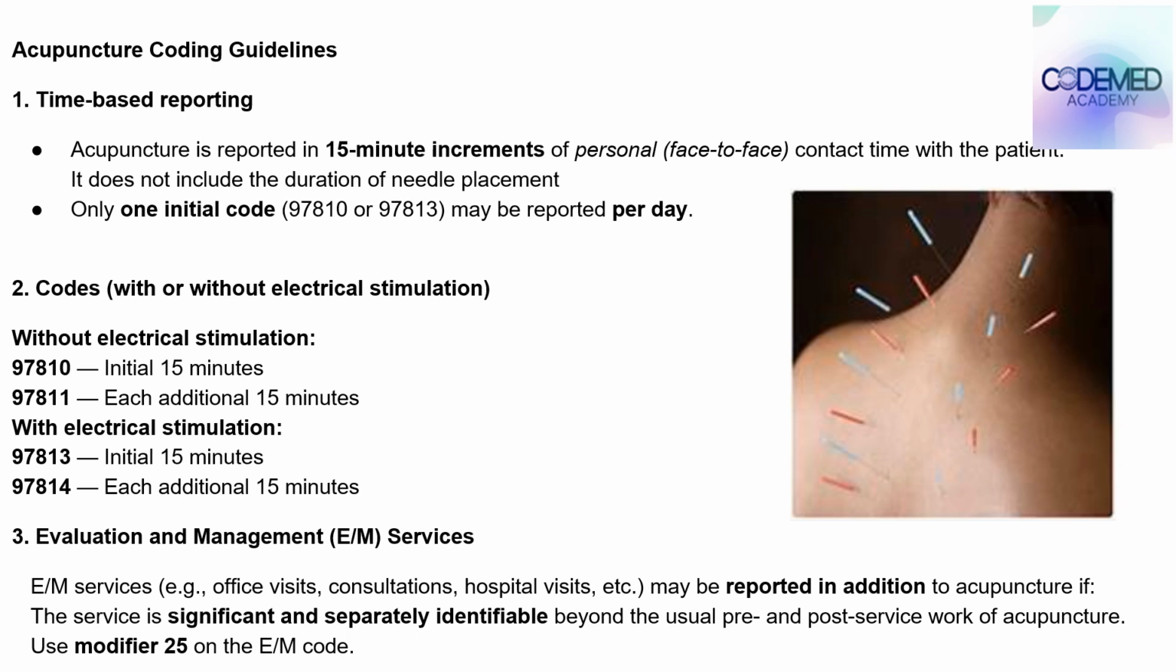So what are the codes? The codes are like this, and they are divided by whether you have it without electrical stimulation or with electrical stimulation. So pay attention to that. And if an E/M service, office visit or consultation, is done, it may be reported in addition to the acupuncture, and for which we will use the modifier 25.